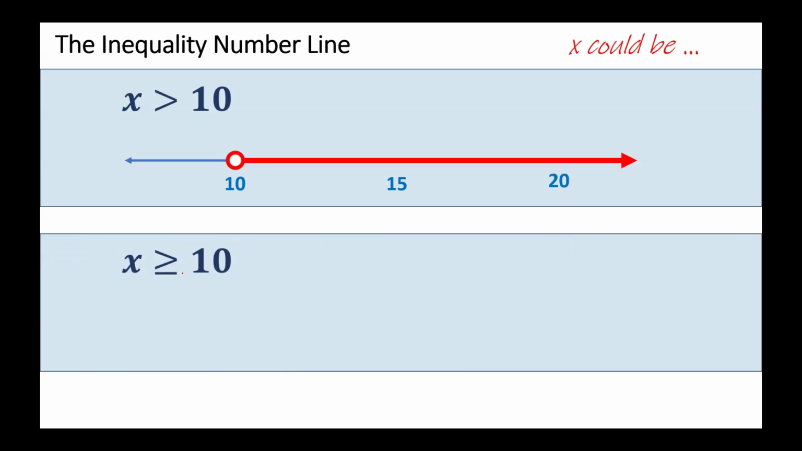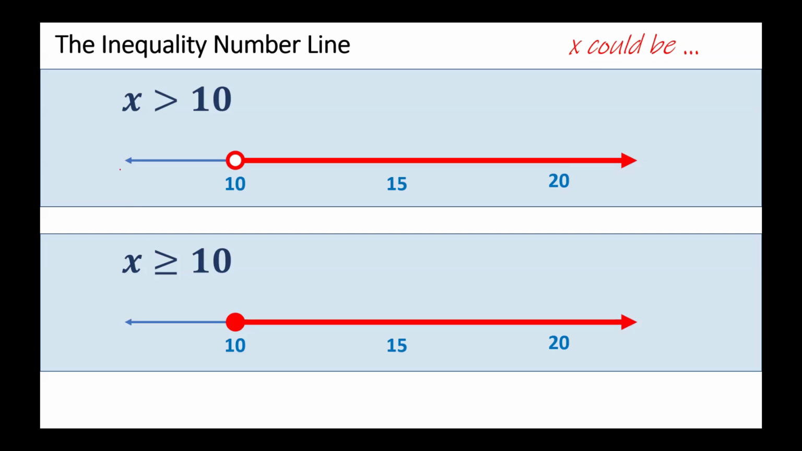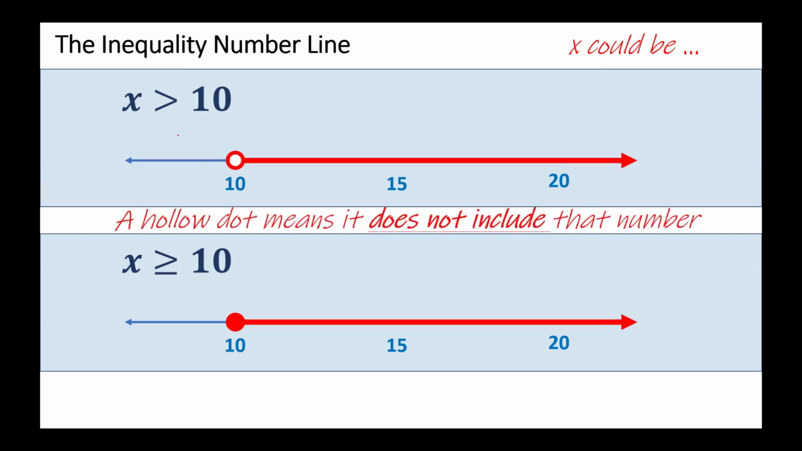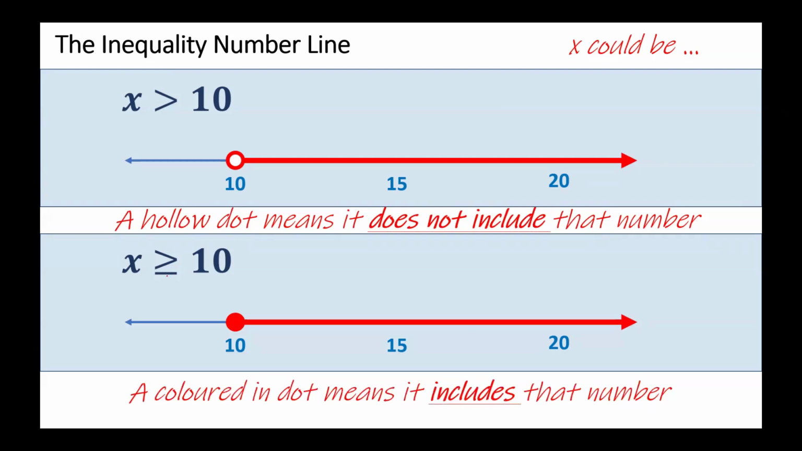Now if x is greater than or equal to 10, same idea, except now I fill in a circle that's completely filled in. That means x is not only greater than 10, it's also equal to 10. And then I just shade my arrow the other way. So that's the difference between the empty circle and the filled in circle. The filled in circle means it's greater than or equal to or less than or equal to. Meanwhile, the empty circle just means it's greater than or less than. So a hollow dot means it does not include that number, and a colored dot means it includes that number. Now let's graph the following.